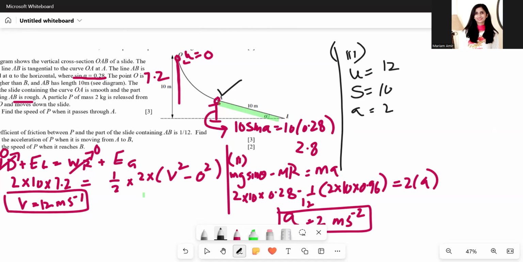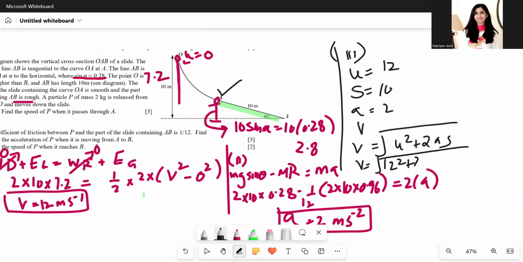And now we need v. So we can use v square equals u square plus 2as. And then to find the value of v, we square root this. 12 square plus 2 times 2 times 10. This comes out to be 13.56 something, 13.6 meters per second.